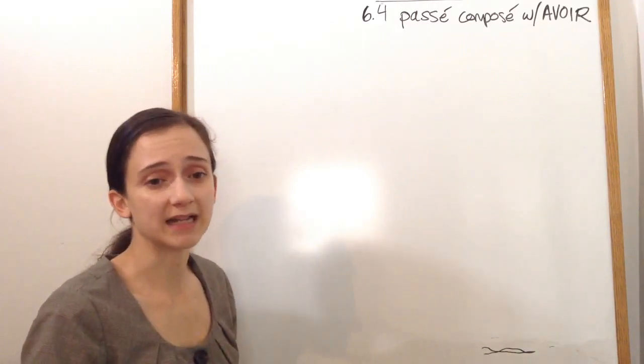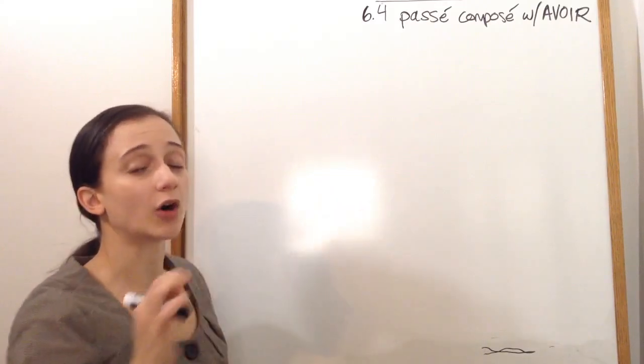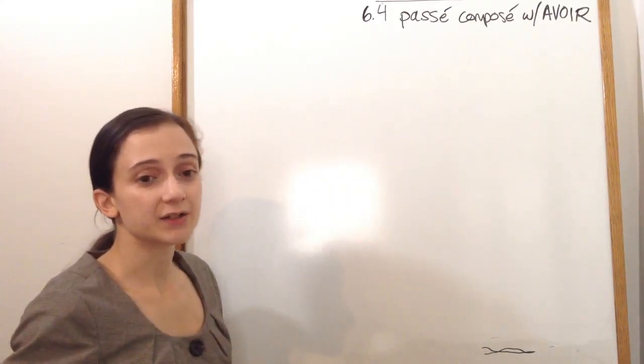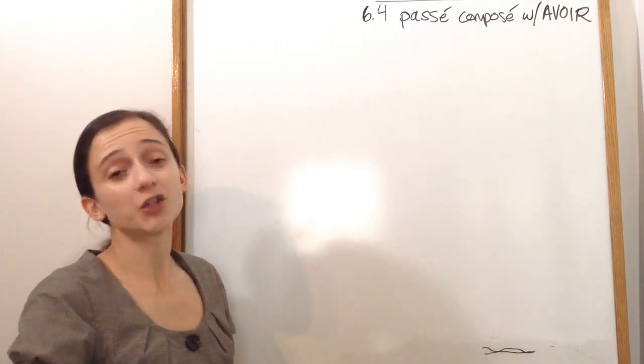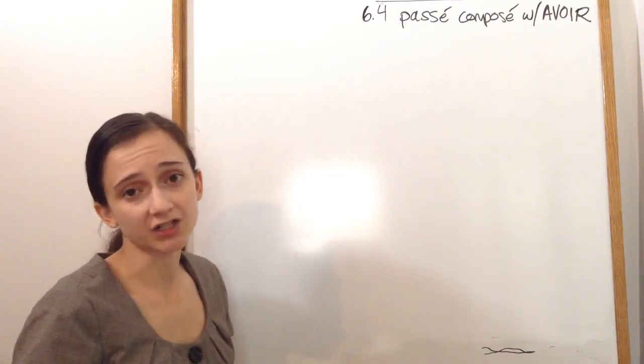When we're talking in the past tense in French, we generally use the passé composé. There are different types of past tense, but the passé composé is most often used. Let's just say that. And it's the one that you're really going to most often use right now. There are three different translations for it.